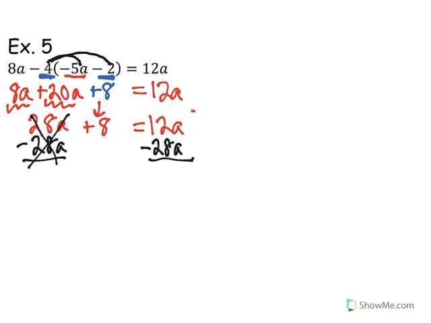So the 28's cancel on the left. I have an 8 alone on the left. 12 take away 28. Negative 16A. Good. Last and final step, friends. Clarissa. Last step. Divide by negative 16. Thank you. Get the A alone.